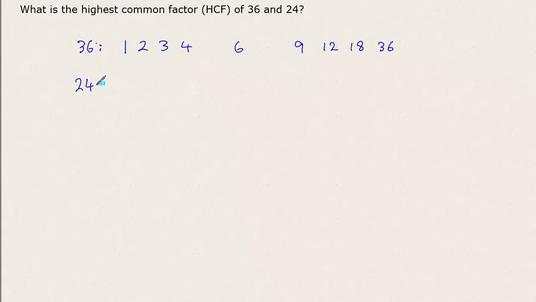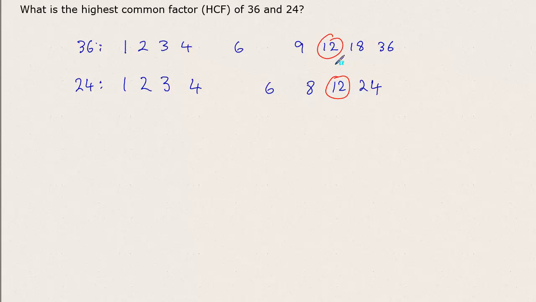Now let's look at 24. That's 1 times 24, or 2 times 12, or 3 times 8, or 4 times 6. So that's all of the factors of 24. What's the highest one that's in both lists?